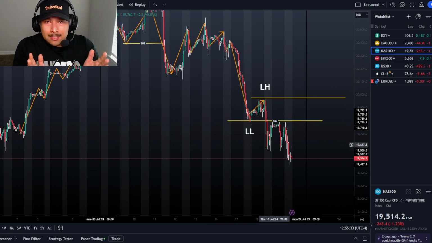So hopefully that makes sense, and hopefully that helps you identify lower lows and lower highs and how to identify a bearish market.